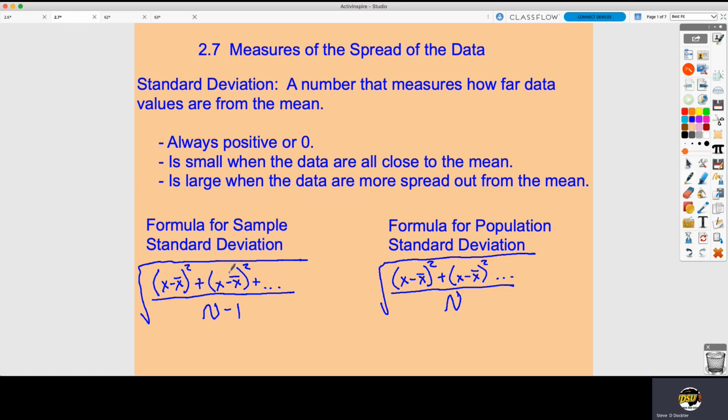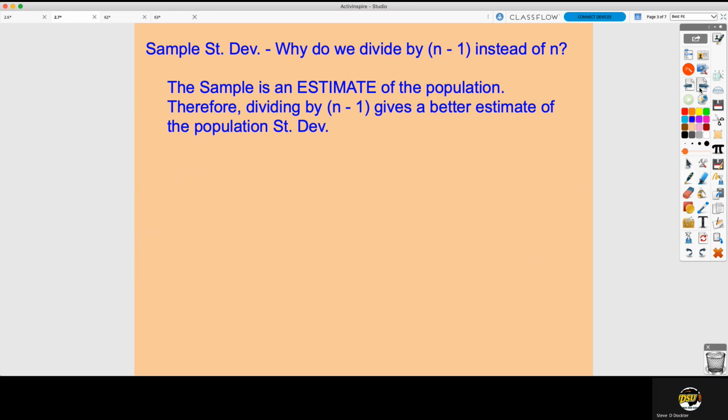Now, for those of you with graphing calculators, I'm going to show you that it's not that big of a deal. We're going to be able to solve that in just a second. But the question would be, what should your question be between these two equations? Why is this an n minus 1, right? That's a great question, Eli. Why do we divide by n minus 1 instead of an n?